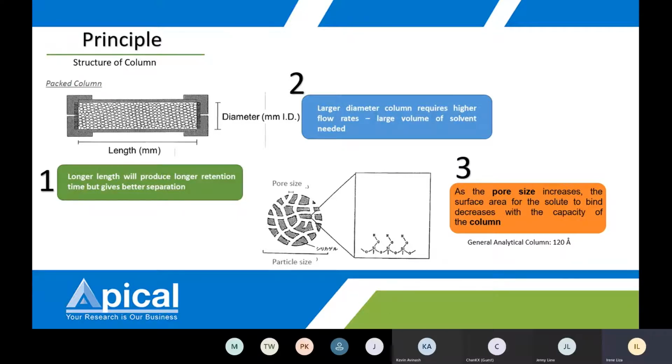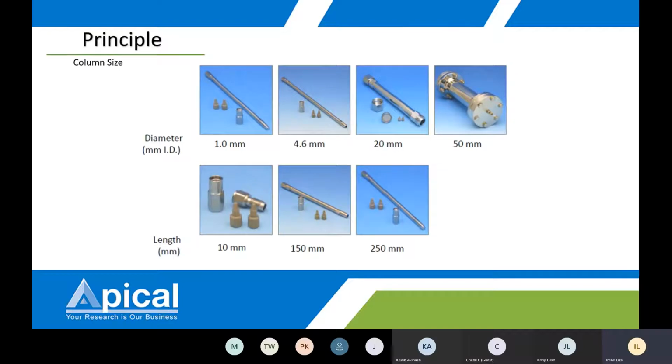When it comes to pore size, when we increase the pore size, the surface area for the solute to bind decreases. That is the reason why a general analytical column will have a pore size of around 120 angstroms, which helps in locking the particular solute that you want to analyze. This is the column range that we distribute from Nacalai. We have a few diameters as well as lengths, and all of this depends on the type of compound that you would like to analyze.